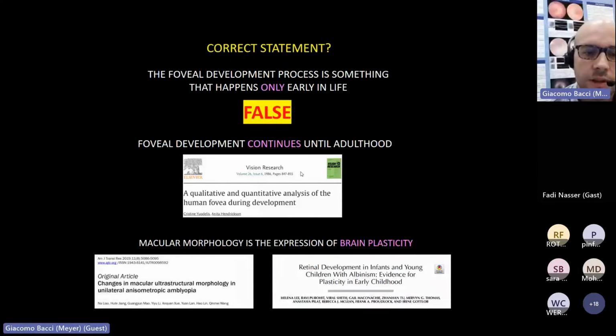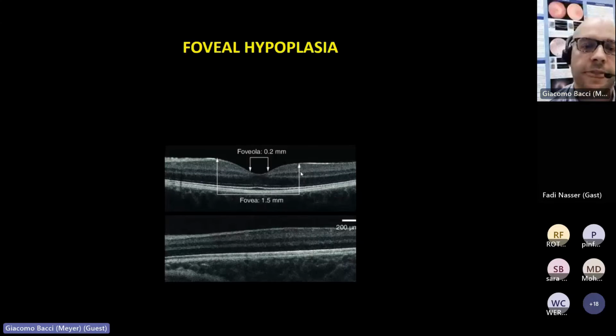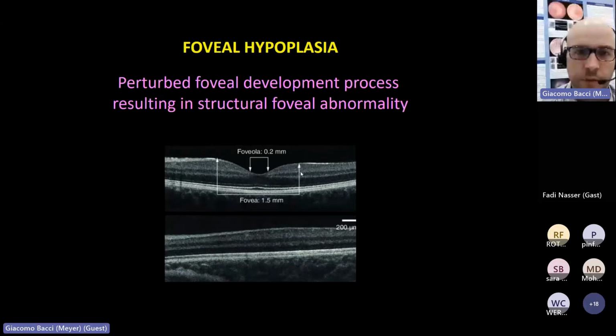There are studies that show that amblyopia patients also show a morphology differentiation of the macular structures, as albinism also shows the plasticity in early childhood. So it is incorrect to say that the foveal development process is something very early and does not change during time. And the definition of foveal hypoplasia today is actually a perturbed foveal development process that results in a structural foveal abnormality.